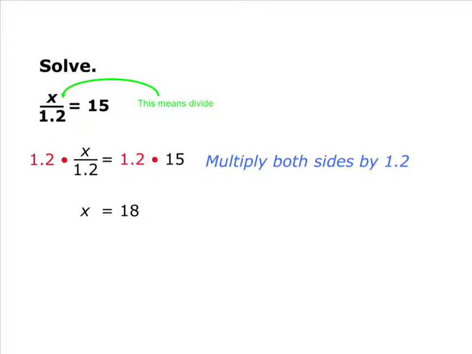Alright, on the third example here, it says x over 1.2 equals 15. Well, remember, in a fraction, that fraction bar means divide. So in this one, we're going to have to undo my division. Well, how do we undo division? Well, we multiply. So we have to multiply both sides times 1.2, and we get 18. Good. Let's work some on our own.